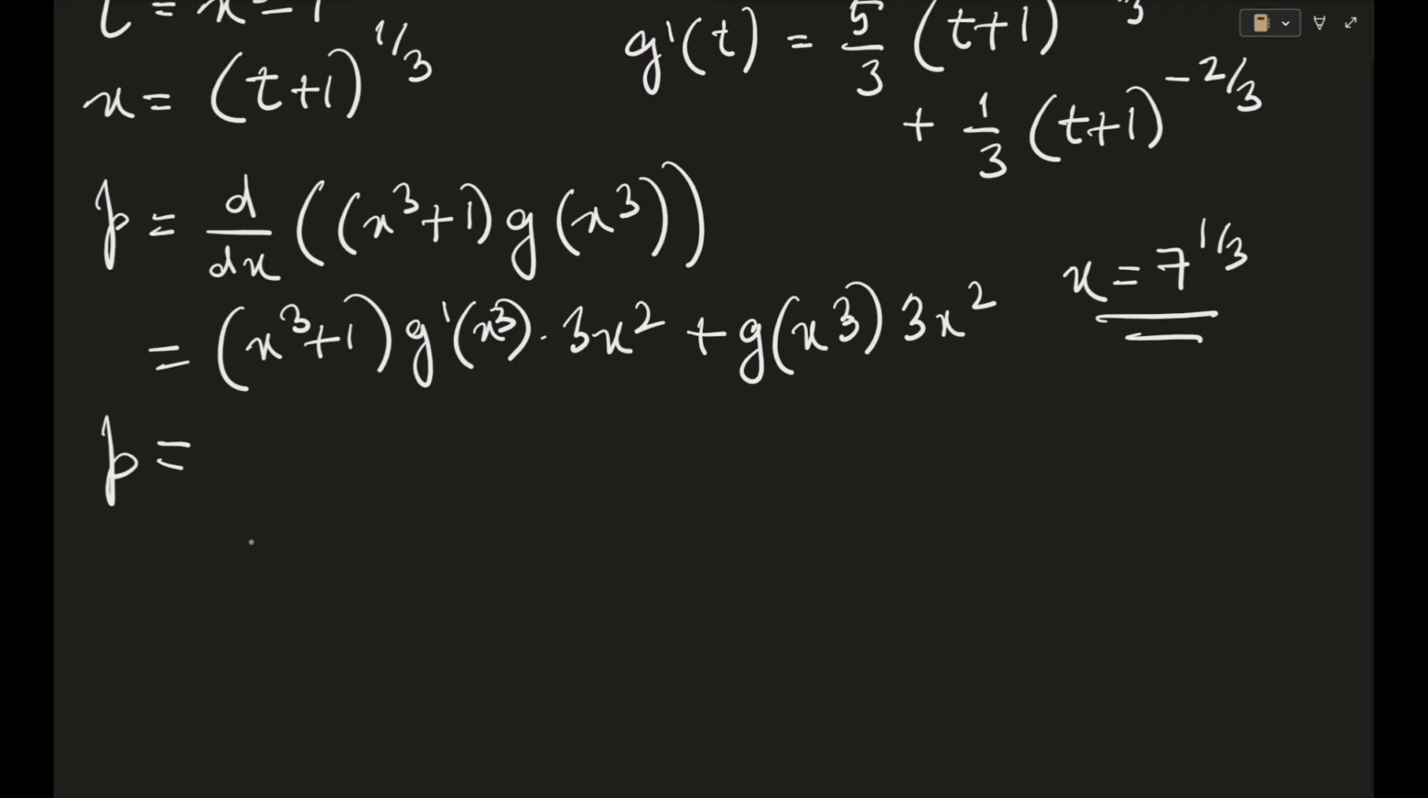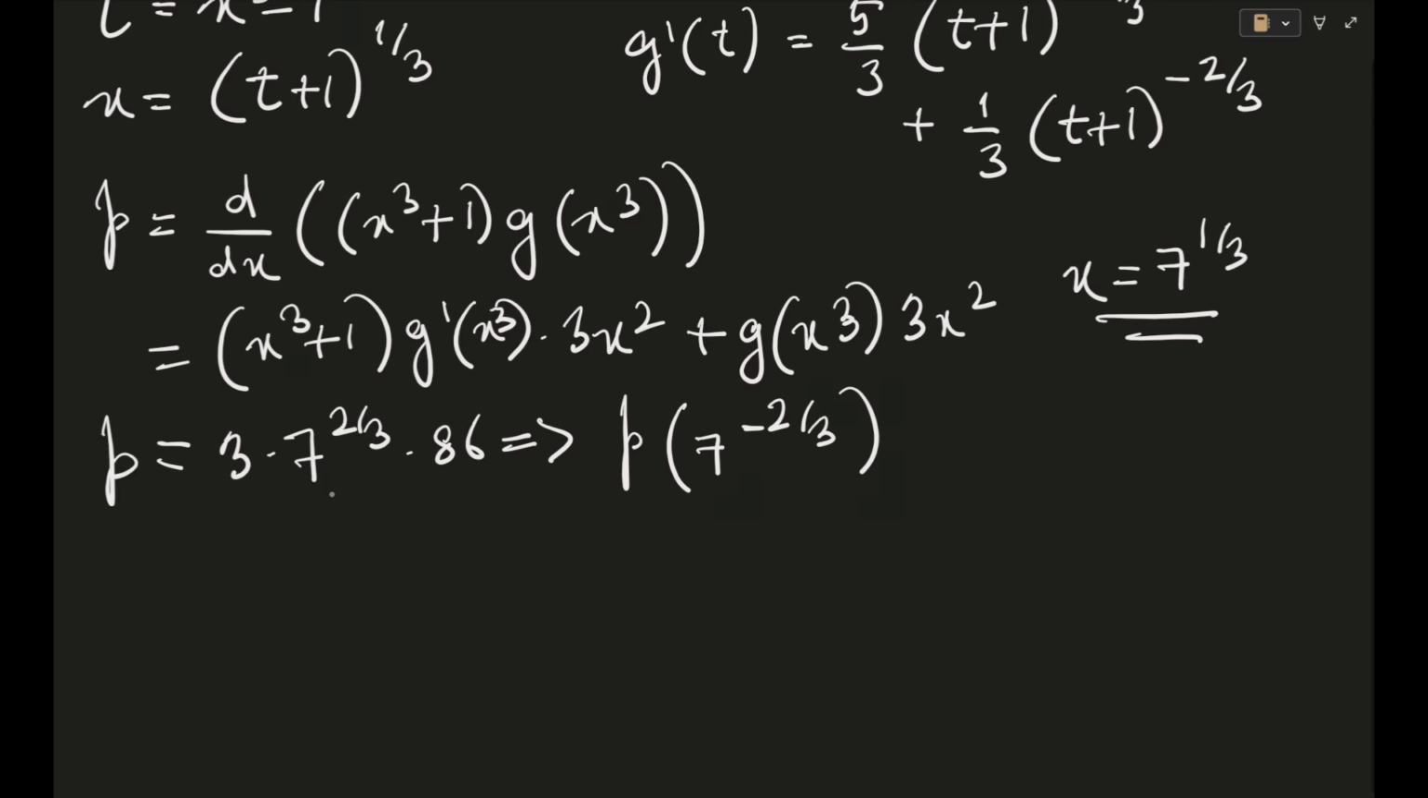Okay, I am not going for the calculations. I hope you will all do it. So this will come out to be 3 into 7 power 2 by 3 into 86. So basically, if you take this 7 power 2 by 3 to the left hand side, then you will get this to be equal to 258. Okay, so this was p.